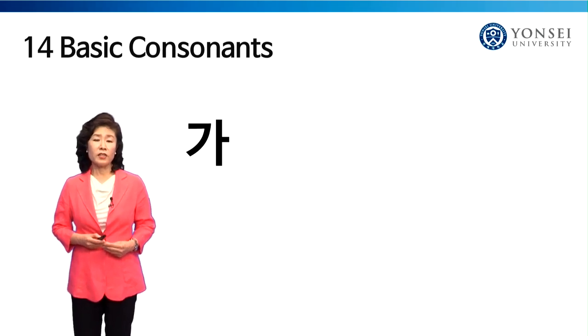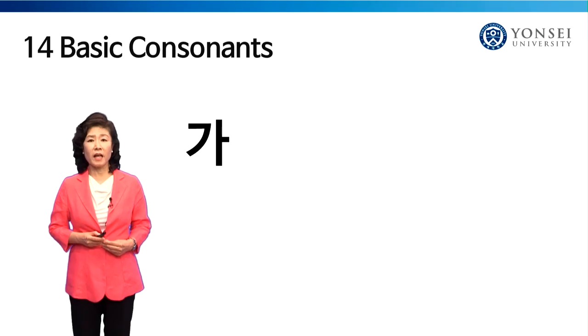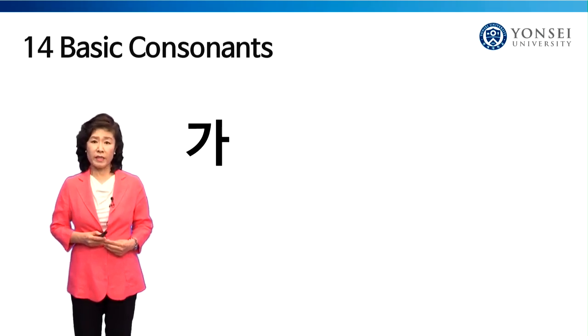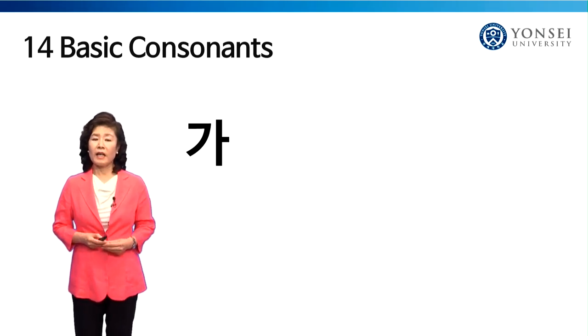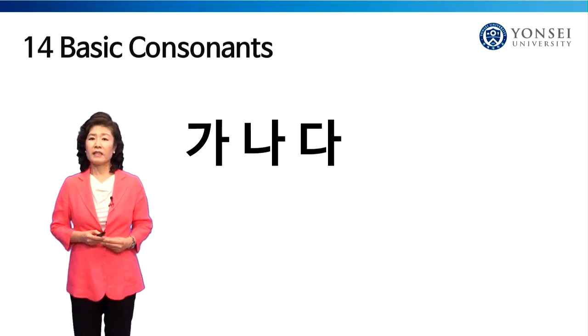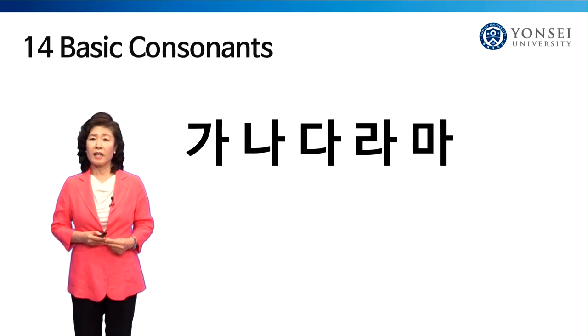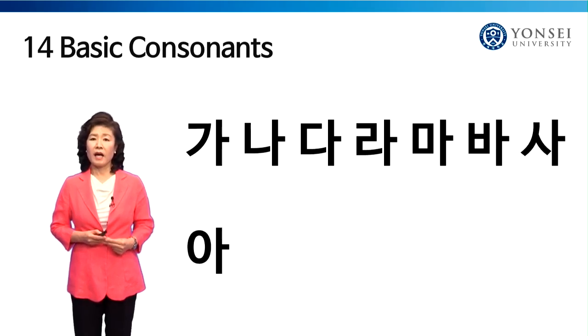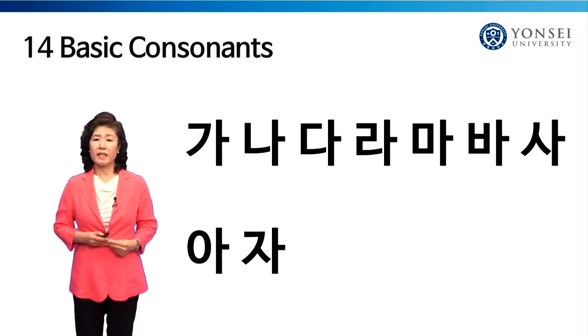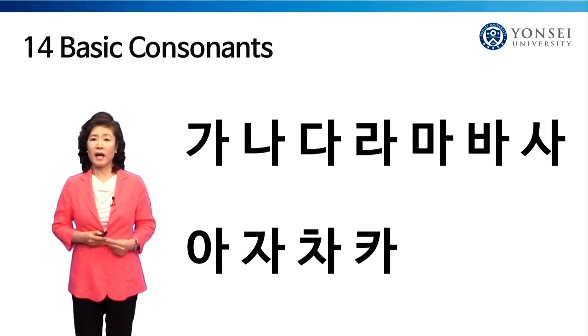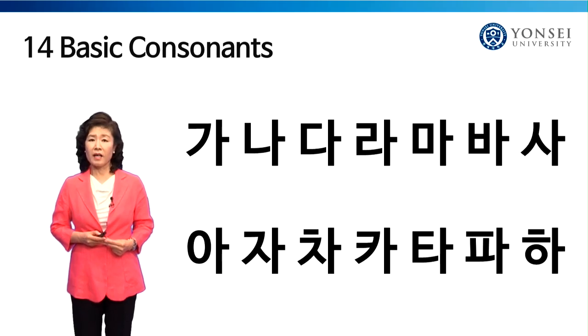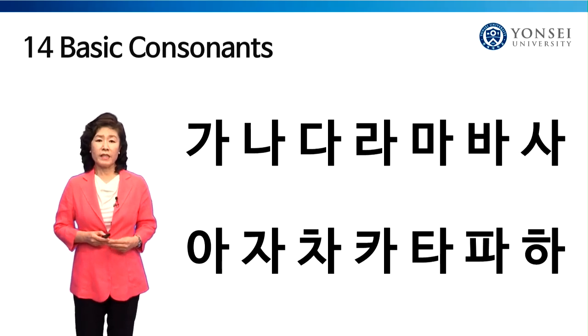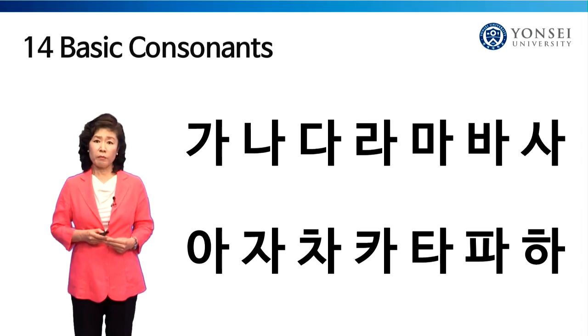These letters, like the English alphabet, have a specific order. This is the order of the letters created when the 14 consonants are combined in order with the 10 vowels. Repeat after me. 가, 나, 다, 라, 마, 바, 사, 아, 자, 차, 카, 타, 파, 하. Well done! This is the order of the letters in the dictionary, so it will be very helpful to memorize it.